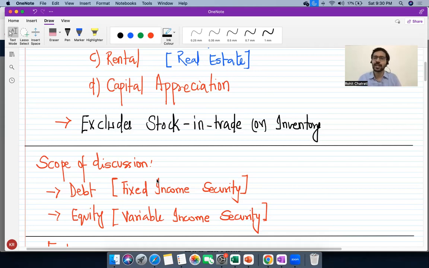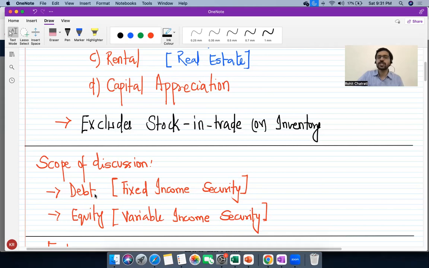You can have different types of other investments also. For example, investment in crypto, investment in land and building, investment in gold. But this chapter is restricting itself to debt and equity instruments. Now, in the curriculum, debt is also being referred to as a fixed income security, while equity is being denominated as a variable income security.